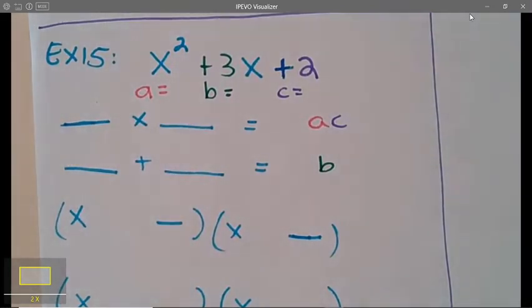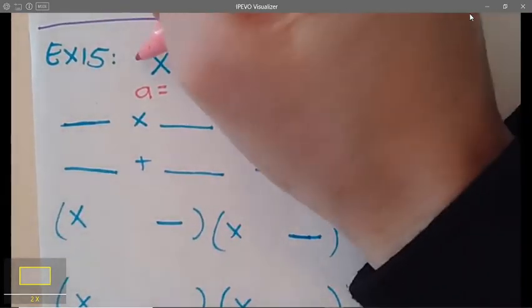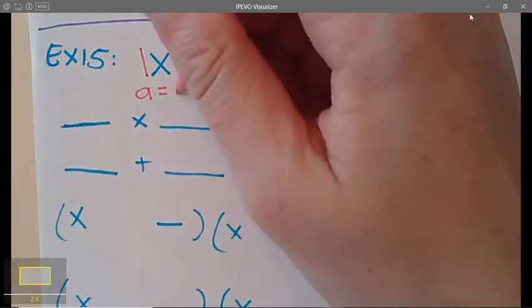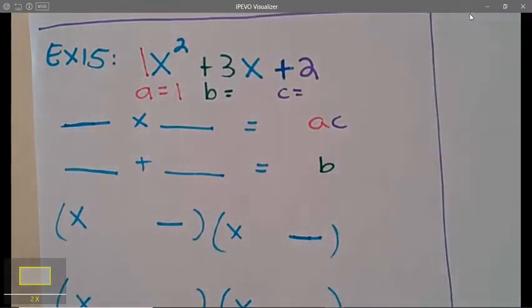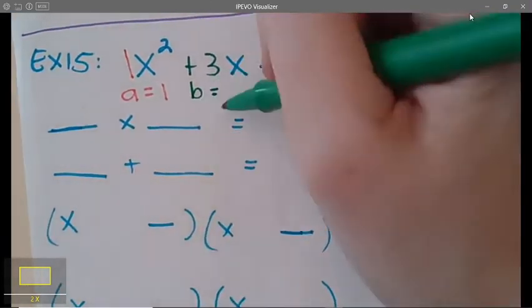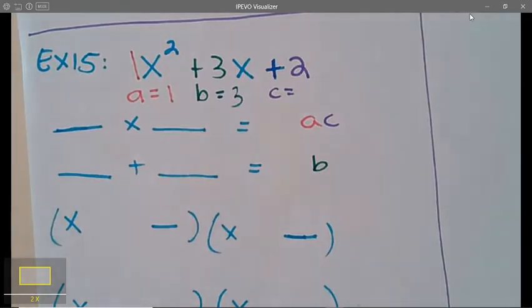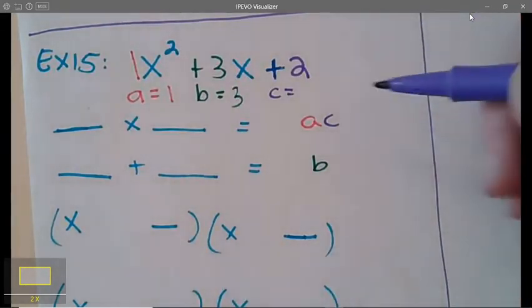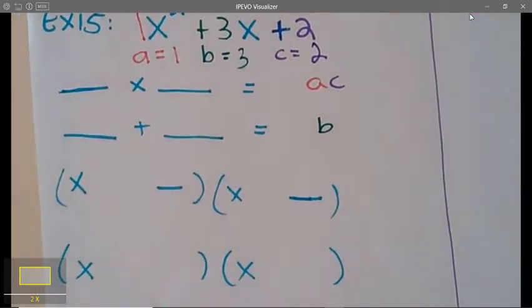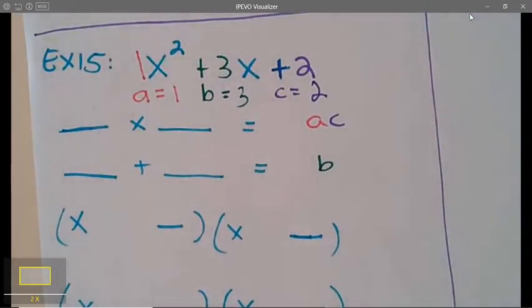Okay, well, the first step, again, we're going to identify the A, B, and the C. The A is the number that is in front of the x squared. I don't see 1, so it's secretly a 1. So my A value is a 1. My B value is the number in front of the variable x to the first power, which in this case is a positive 3. And my C value is the number without an x, or my constant term, which is a 2.